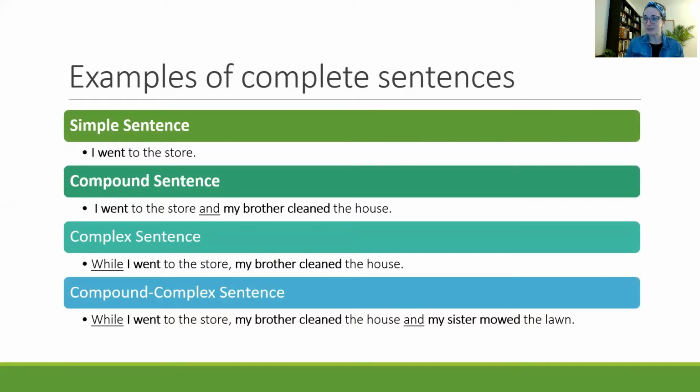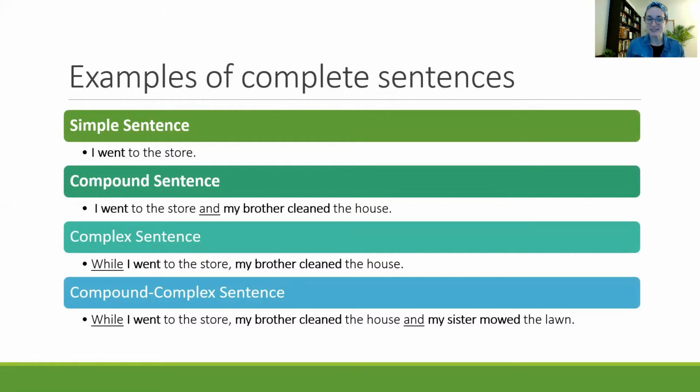Now, if I wanted to make my sentences more interesting, more diverse, I could do something like a compound sentence and say, I went to the store and my brother cleaned the house. So here we actually have two subjects and verbs. I went and my brother cleaned. And we connect those two complete thoughts there with the word and. Some other compound sentences might use words like for, but, nor, so, or yet.